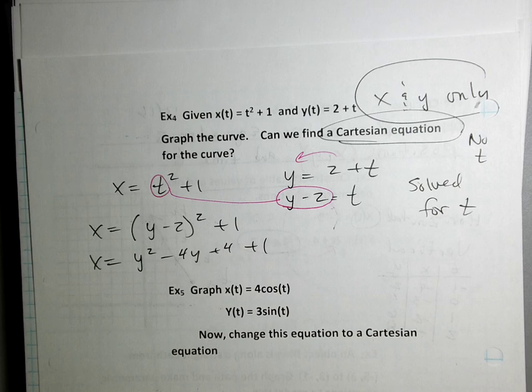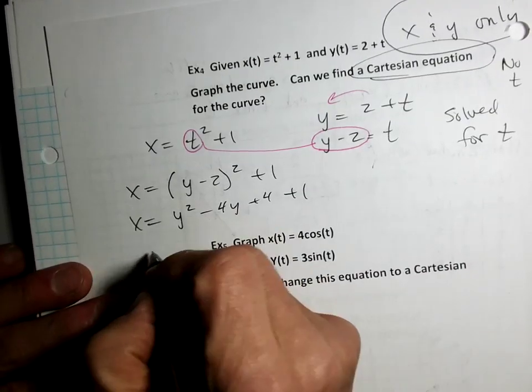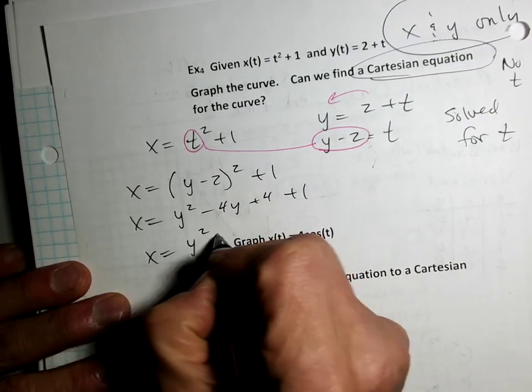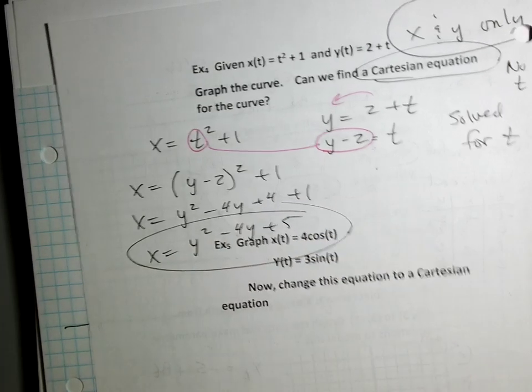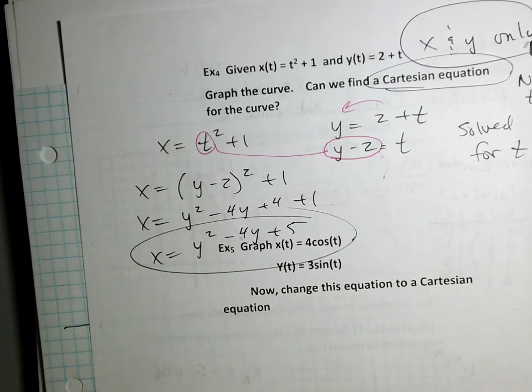So x equals y squared minus 4y plus 5, okay? Now, these two are the exact same curve. One's in parametric and the other's in regular xy or Cartesian, okay? Okay, last but not least, okay?